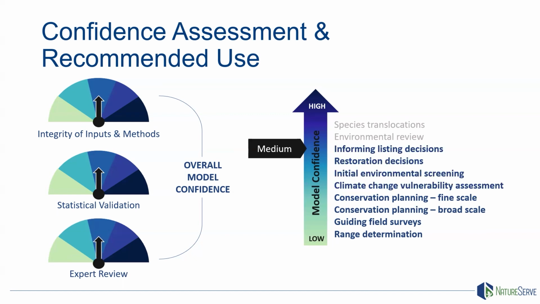If that model review takes place and experts agree that the model performs well, but perhaps isn't an exact match with their understanding of habitat, the expert review score moves to medium, and the overall model confidence rating also moves to medium. Recommended uses for this model now include conservation planning at finer scales, things like climate change vulnerability assessment, initial environmental screenings, and informing listing decisions.